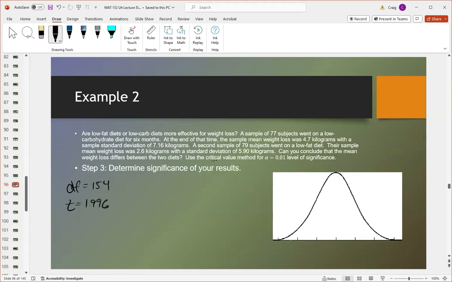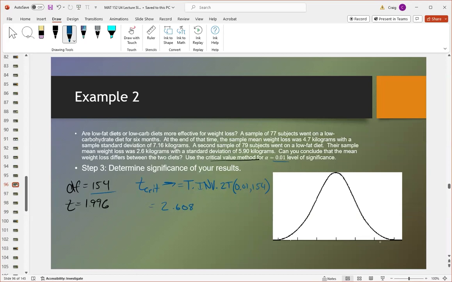We want to use the critical value method, so we need the critical value for t, and I'm going to switch the colors up just a little bit from the last example, but we want to find the critical value of t. Okay, to do that, we can use Excel. Equals here, it's a two-tailed test, so equals t.inv.2t. Okay, we have a 0.01 level of significance, and our degrees of freedom is 154. When you plug that into Excel, you get a critical t-value of 2.608.